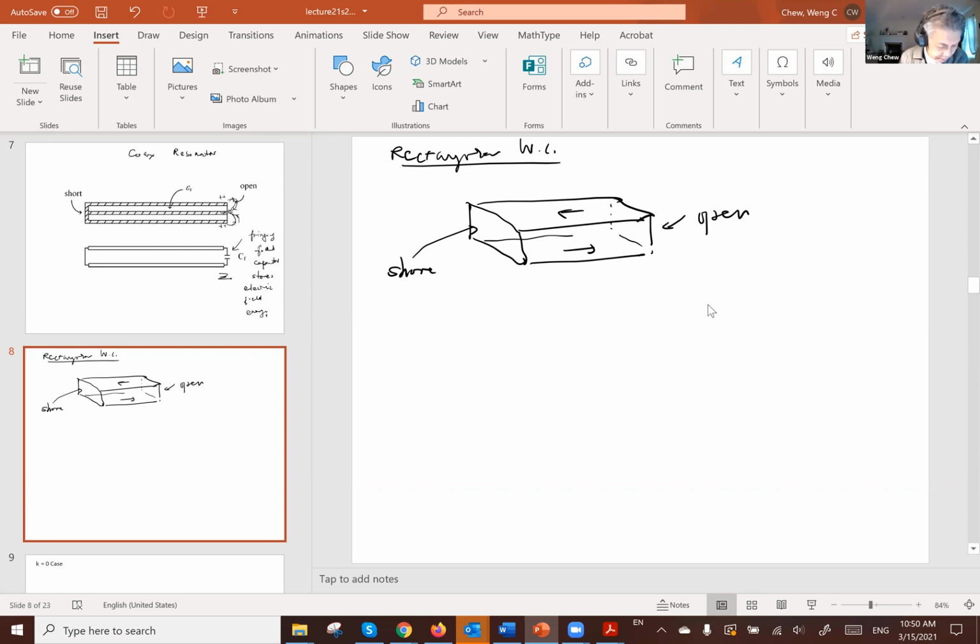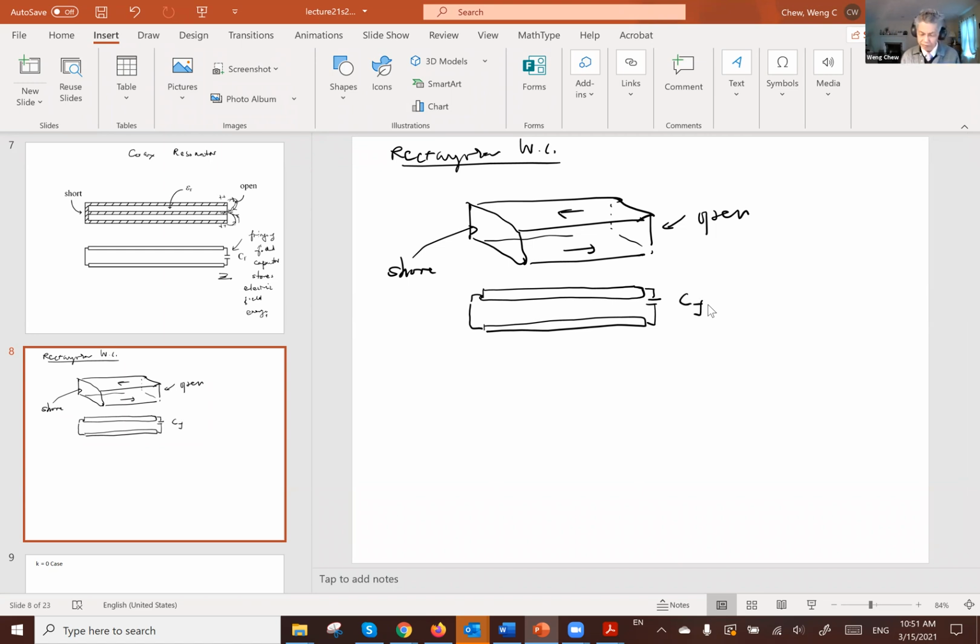And when this is possible, we can say that using mathematical homomorphism, this waveguide can be modeled with a transmission line, and the other side is a short circuit. It can be modeled as such, and then the other side has to be an open, and it has to have a fringing field capacitor, and this would be the correct model for this rectangular waveguide resonator.